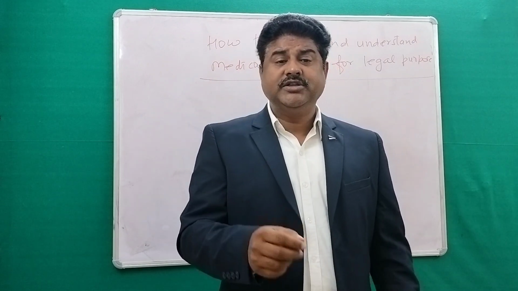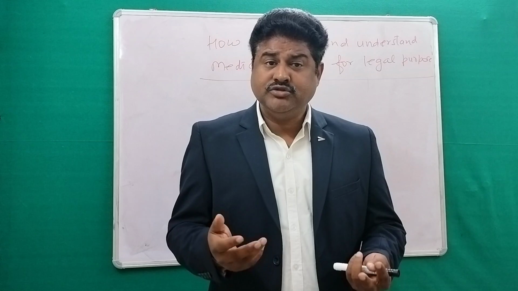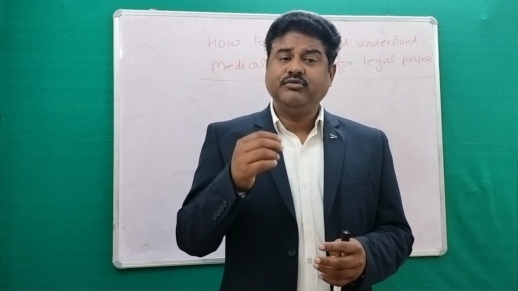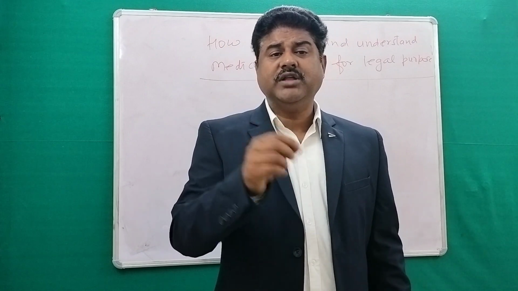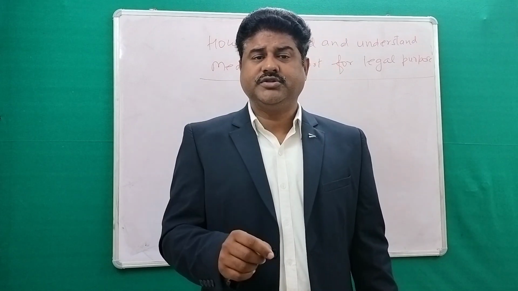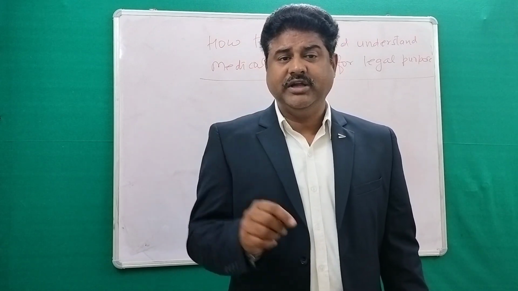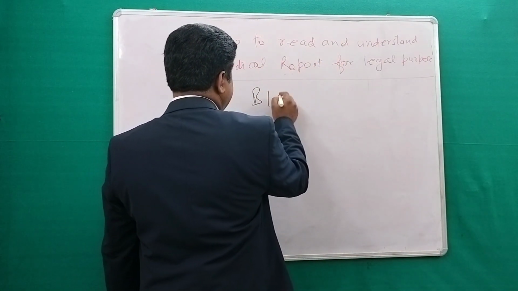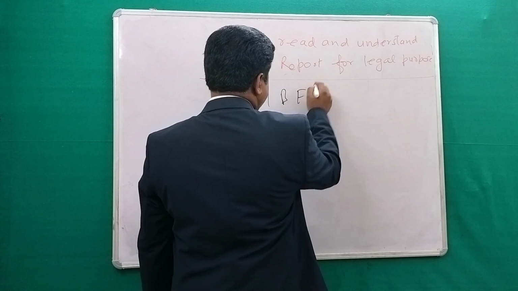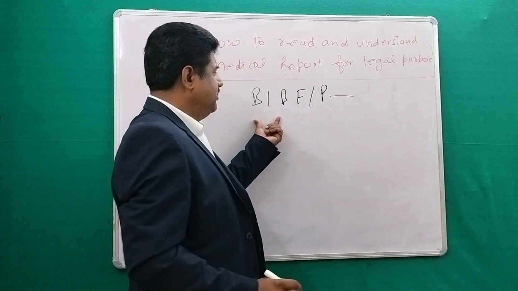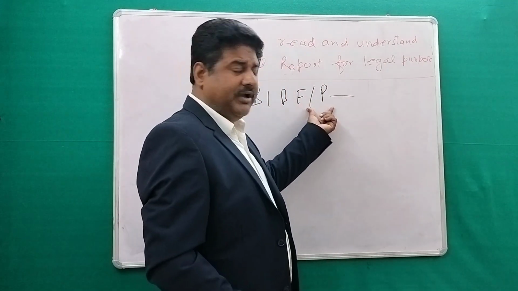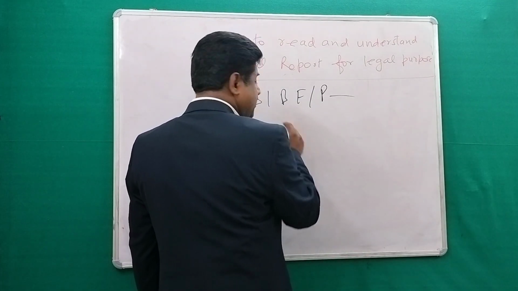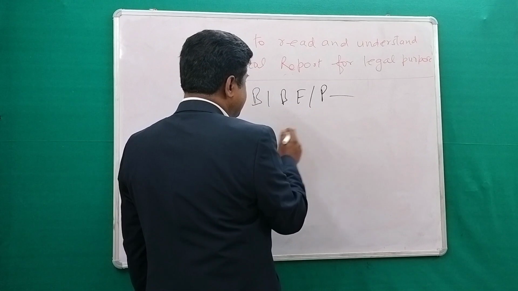Suppose the injury is visible. Sometimes the injury is not visible, but there may be dislocations as well. But you have to understand first what the abbreviations used by the doctors are and what they mean. These are certain abbreviations. For example, BIBF or P, that is, brought in by family or police. You can also say brought in by ambulance, BIBA.